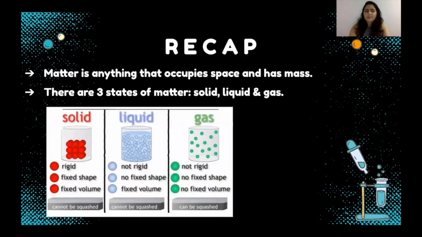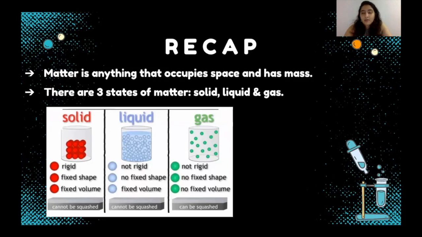So let's recap. Matter is anything that occupies space and has mass. There are three states of matter: solid, liquid, and gas. And here again, the diagram shows us the differences between solid particles, liquid particles, and gas particles. Solid particles are rigid, they do not move and only vibrate slightly. They are fixed in shape, fixed in volume, and they cannot be squashed.